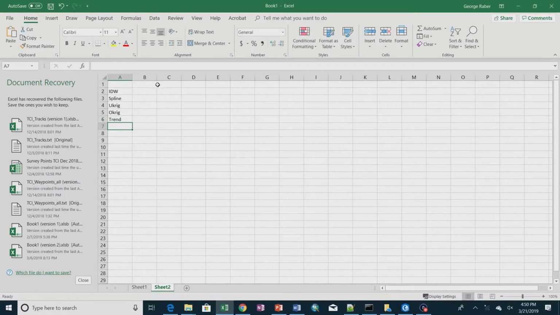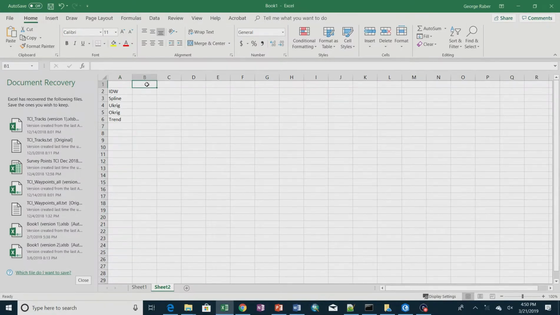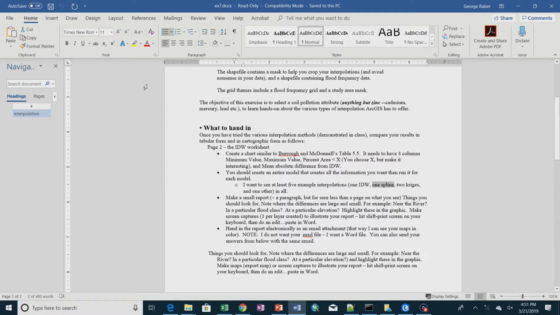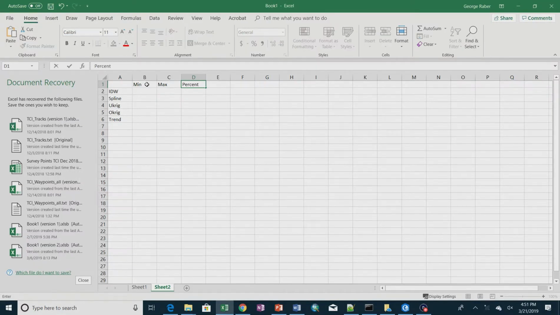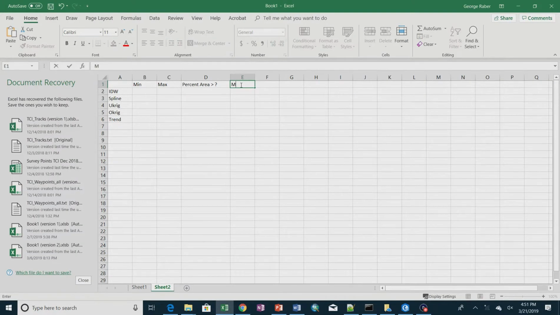What are the columns? What do the columns need to be? Well, the columns need to be minimum, maximum, percent area greater than X. You choose X, but make it interesting. By that I mean it should be in the middle of your range. And you choose the mean absolute distance from IDW. So I'm going to put min, max, percent area greater than, I don't know what my number is going to be yet, so I'm going to put a question mark. I'll come up with that number later. And then this one's going to be mean absolute difference from IDW.